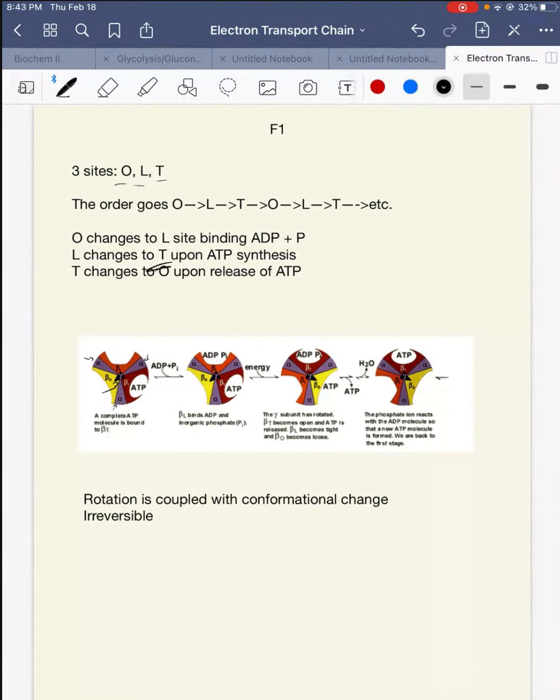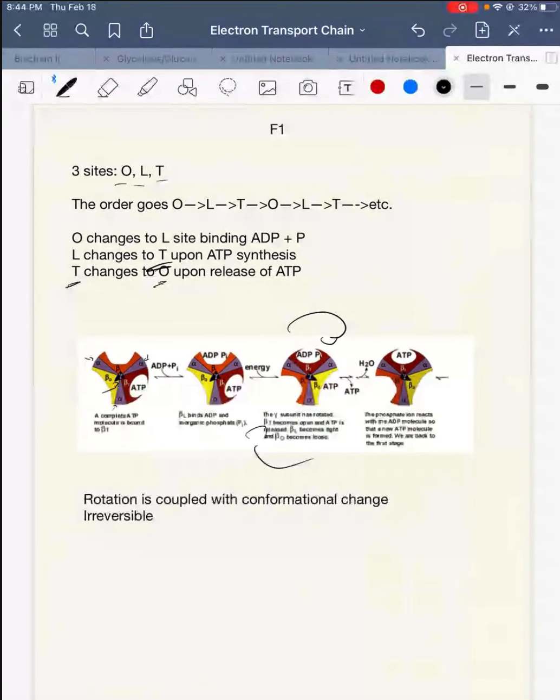Okay, so when we go from L to T, we make ATP. And then when the T changes to the O, we release the ATP. And then we start again with an empty subunit, the O subunit. And then once it binds to ADP and P, it becomes L again, and this just starts spinning, and we're just pumping ATP for all the protons that enter the F naught subunit and allow us to rotate the F1 subunit.